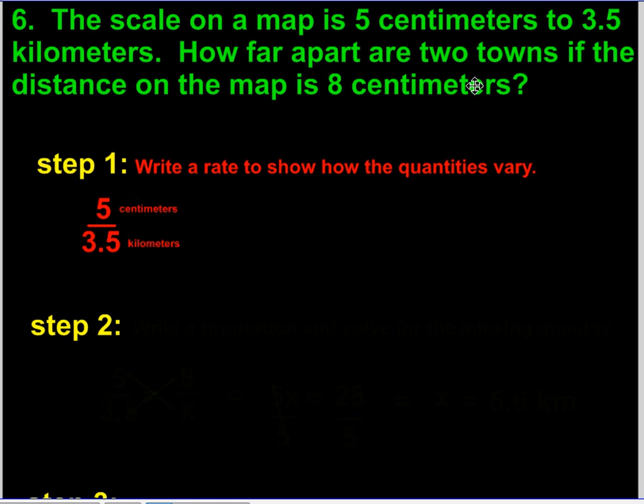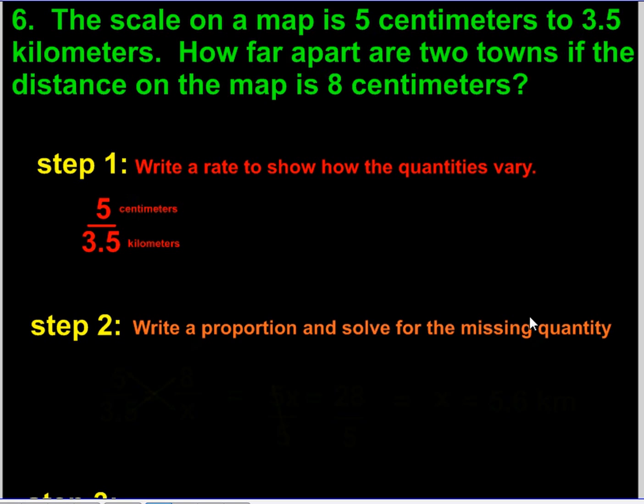And since we are looking for kilometers in this case, because they're saying it's 8 centimeters, the kilometers is going to be our x. So as we move to step 2, which is going to be write the proportion and solve for the missing quantity, we know that the unknown amount is kilometers, so the x, given the way I have it set up here, is going to have to be on the bottom. So we have our 5 and 3.5, 8 centimeters on the map, an unknown amount of kilometers based on the 8 centimeters.